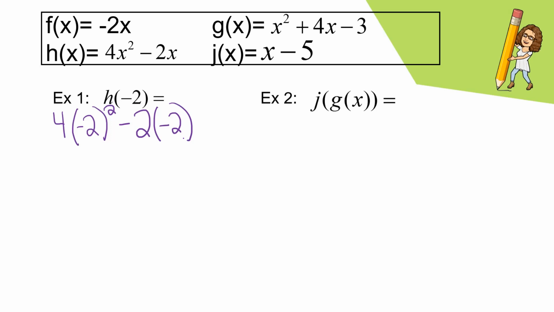Okay. Now, I need to do some evaluation, some simplifying, right? Let's square negative 2 first. Negative 2 times negative 2 is 4.